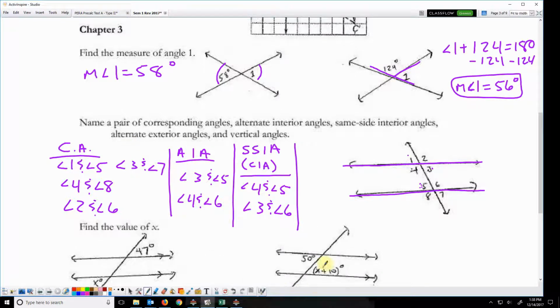Alternate exterior angles. So now we're talking about angles that are outside of these two lines. So 1, 2, 8, and 7 are the exterior angles. Alternate exterior angles would be angles 1 and 7, outside the lines and on opposite sides of the transversal. And then angles 2 and 8.